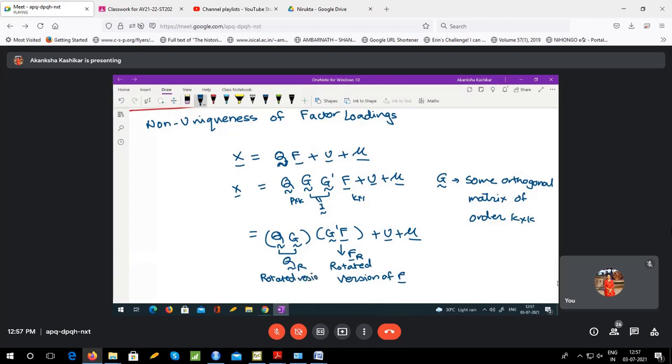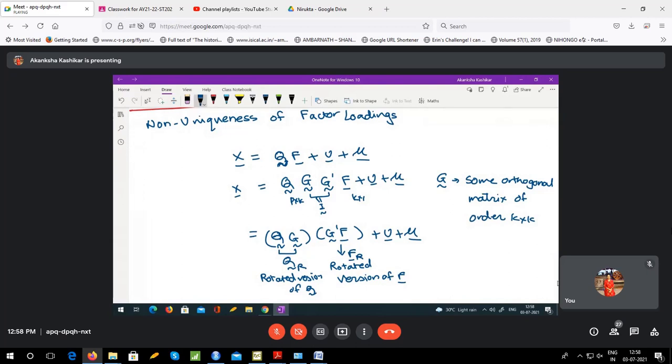Rotated version of Q. And this is still a solution because now X is equal to this new Q into new F plus U plus mu remains as it is. So this is still a solution. So by rotating, I am getting a different solution. Is it okay? Hence, factor loadings are not unique because loadings are changing by rotation. And of course, factor scores would also change by rotation. We have not yet defined factor scores, so forget about it.